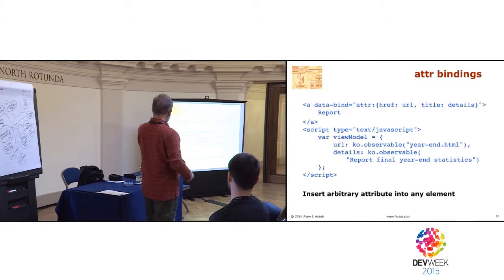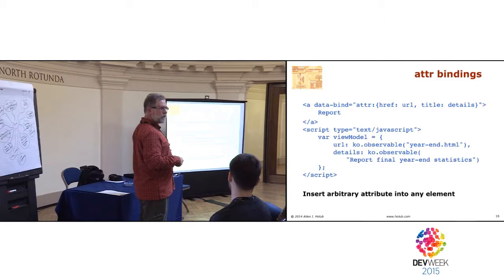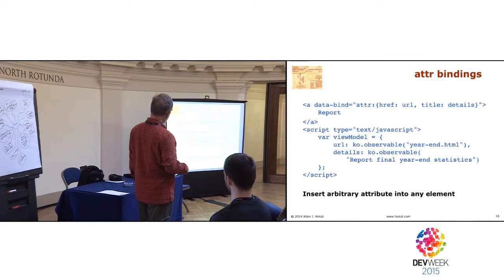Now let's look at attributes. That's an interesting one also. So here I have an anchor element that is bound to an attribute using the attribute binding. You'll notice that everything in the anchor element is part of that binding. In other words, there's no href attribute in the A element itself. So the way this is going to work is Knockout is going to supply href and title attributes to this anchor element.